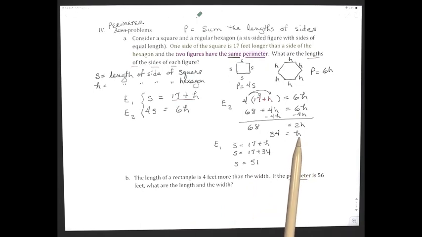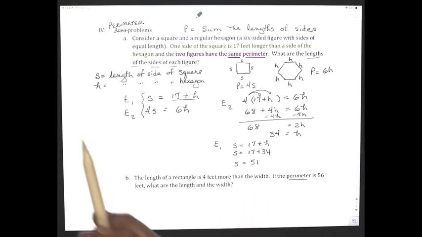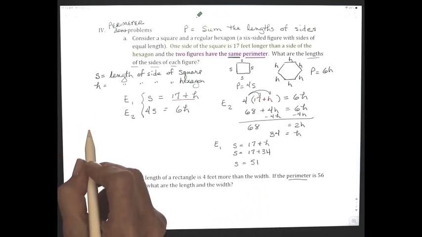The length of the hexagon side is 34. The length of the side of the square is 17 more than that, or 51. So let's do a quick check and see if their perimeters are equal.